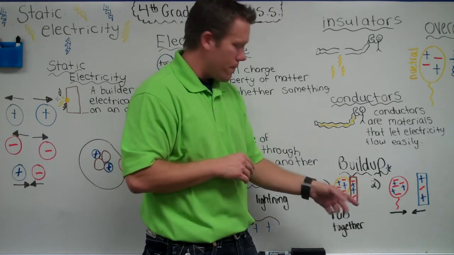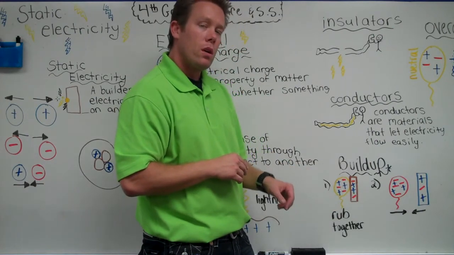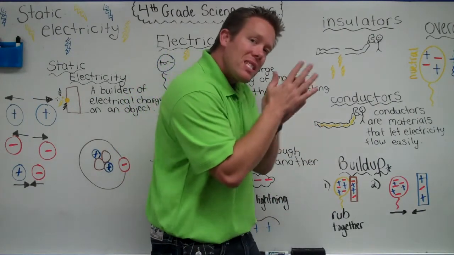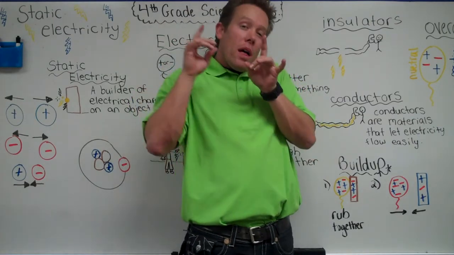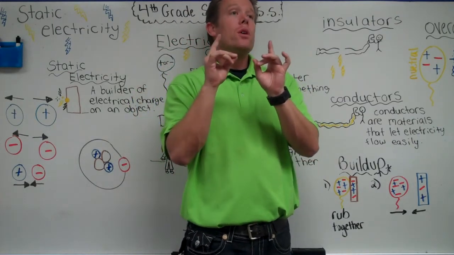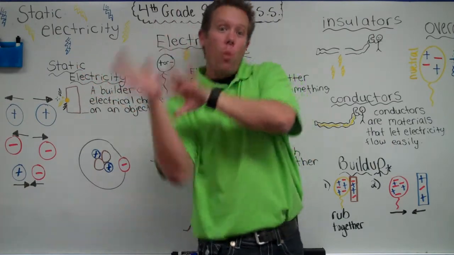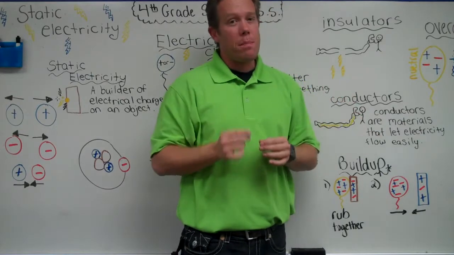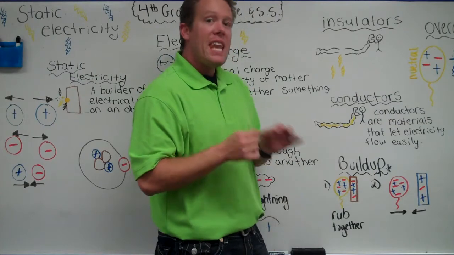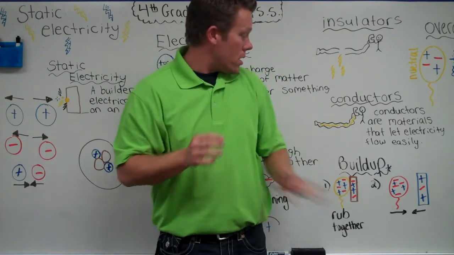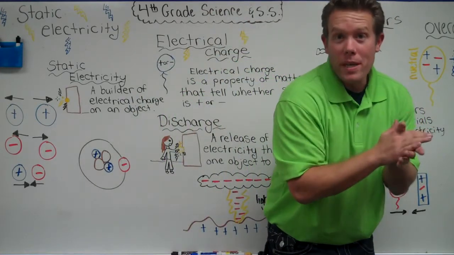Now, if I were to rub this neutral balloon up against this neutral piece of wool cloth, you can see the wool cloth is also neutral. It has 2 positives and 2 negatives. But if you rub those together, an interesting thing happens. Negatively charged particles can go from one thing to another easier than positively charged things. So when I rub these together, negatively charged particles jump over to the balloon.